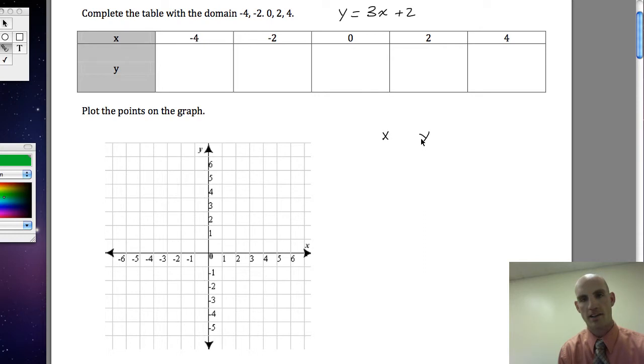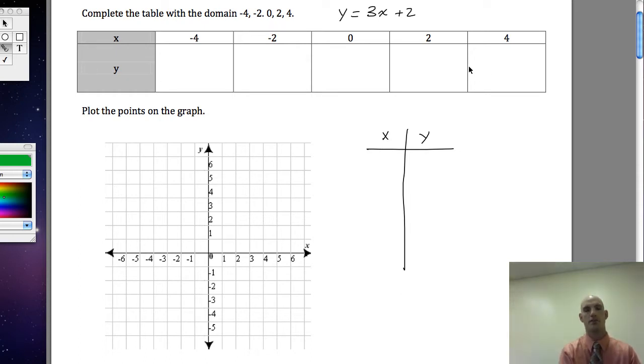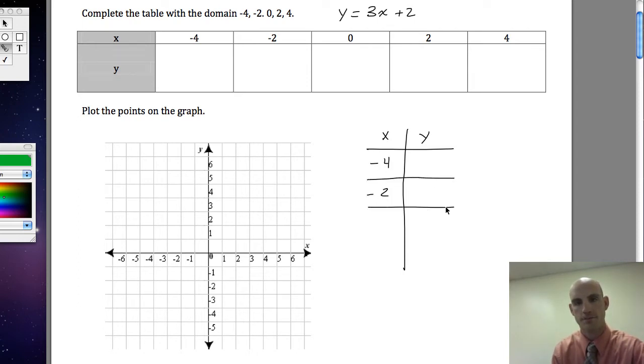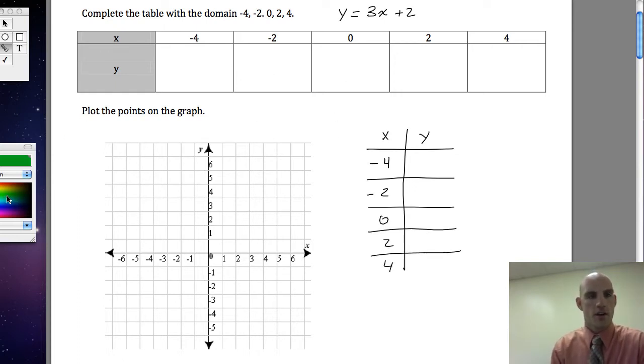So let's see what we've got. I like to make an XY table. If you want to do it vertically, that's fine. I've got a horizontal one here already drawn for you, but if you want to do a vertical one, that's certainly possible as well. You would have -4, -2, 0, 2, and 4. I'm going to go ahead and use this chart up here. In order to solve these, I'm going to plug in what I know.